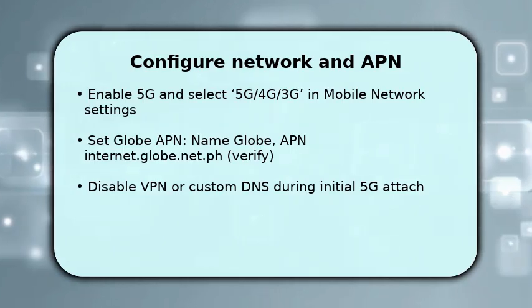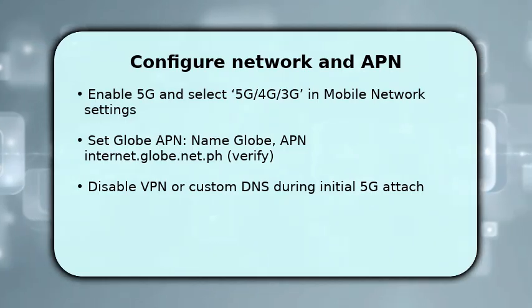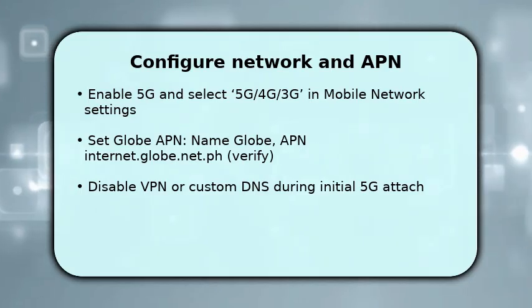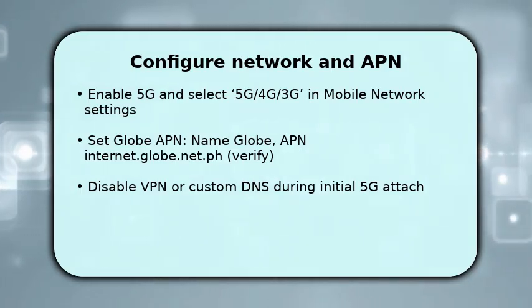Once the APN is saved, toggle airplane mode for 5-10 seconds and turn it off to force a fresh attach. Make sure no VPN or custom DNS is active. They can block proper IP assignment and slow connection setup.